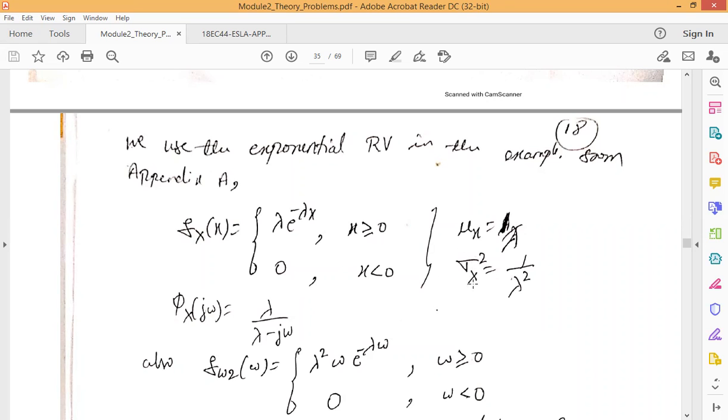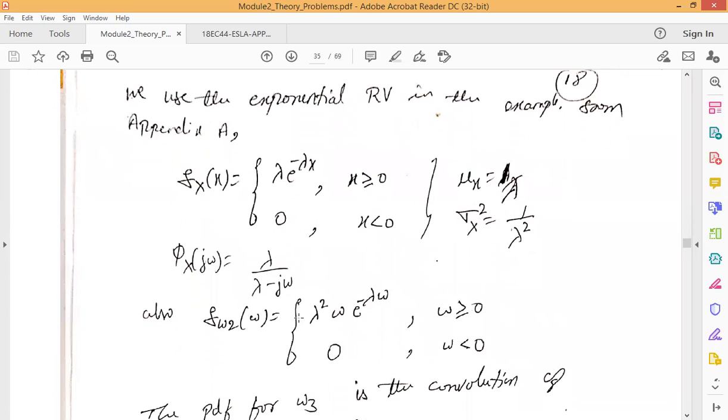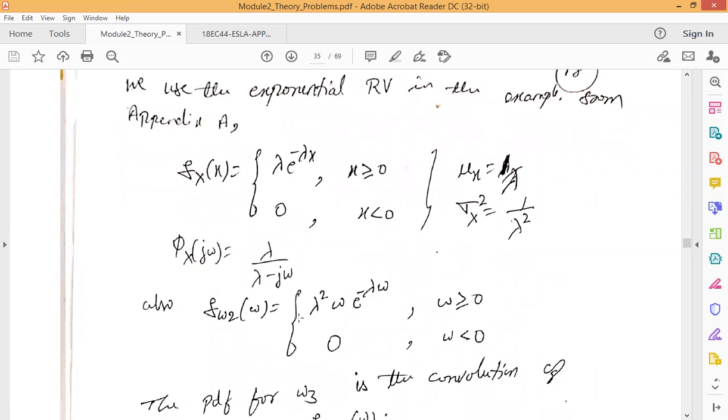And the corresponding mean and variance are given as 1 by lambda and 1 by lambda square, and the characteristic function is lambda by lambda minus j omega, or it can also be written as lambda into lambda minus j omega to the power minus 1. So here we have these parameters for a single exponential random variable.